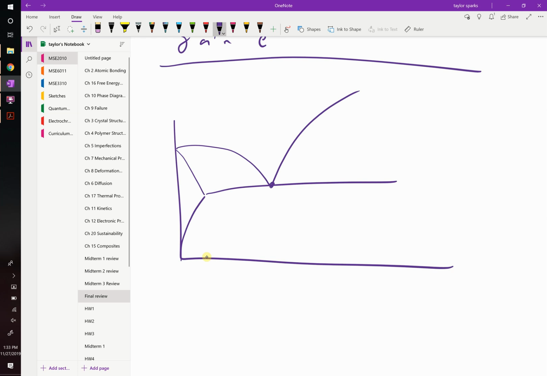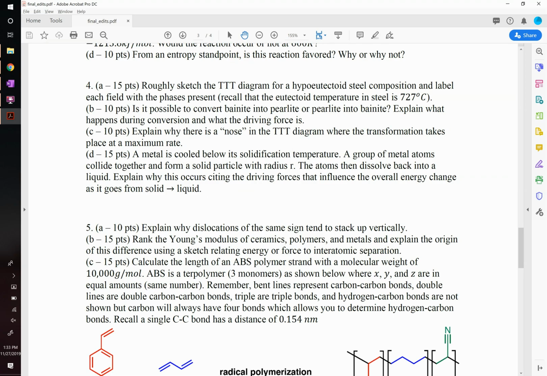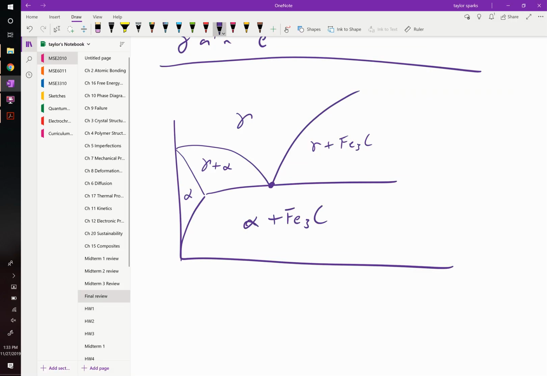So this is your eutectoid composition of steel. Down here, you've got a mixture of alpha plus Fe3C, so ferrite plus cementite. Here's your ferrite. Here's your austenite. This is going to be austenite plus ferrite. This is going to be austenite plus cementite up here, pro-eutectoid ferrite and pro-eutectoid cementite. Okay? Hypo means to the left or the right? To the left. So we are at one of these compositions over here. So what do we need to do to our TTT diagram?